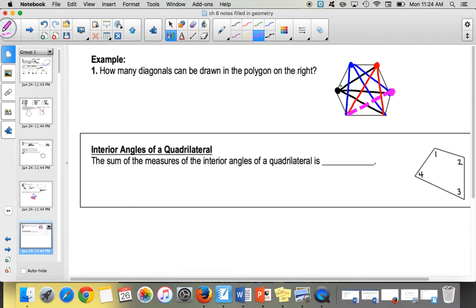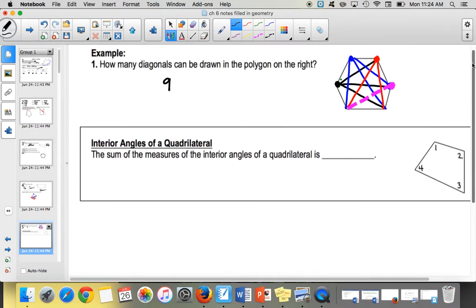So this one, and that's the only new one, right? So 9. Do I have any more? It looks like there's a total of 9. So 9 diagonals. And there's a formula to get that. It uses a formula that we use in algebra 2 called a combination. But we won't talk about that formula. You could count them out easily.